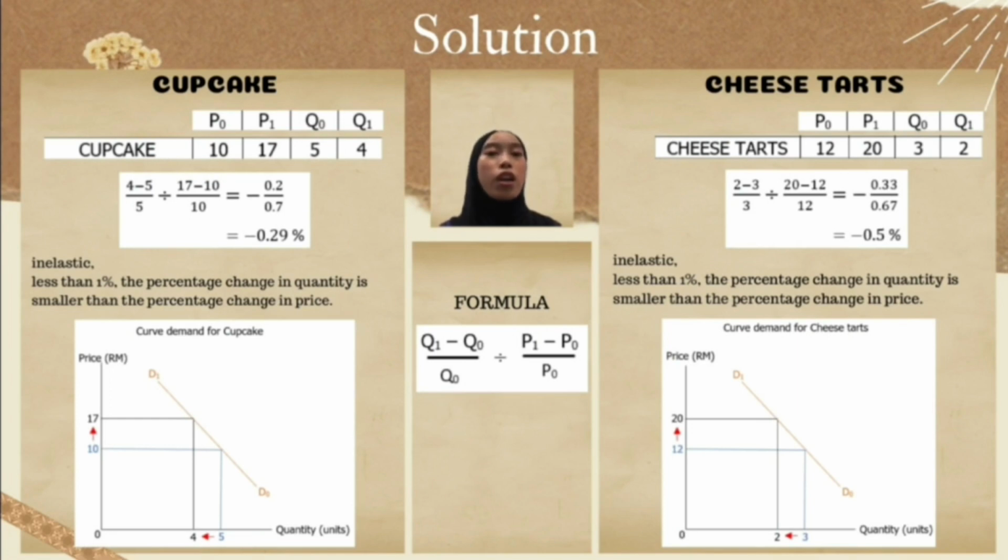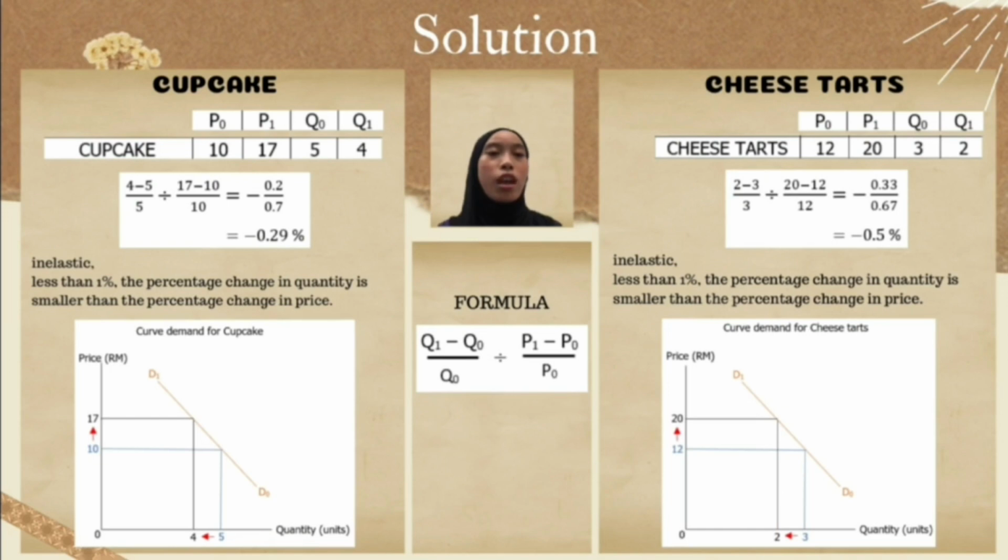Let's see the calculation for cheese tart. The calculation for cheese tart is 2 minus 3 divided by 3, and the answer divided with 20 minus 12 divided by 12. The answer is negative 0.5%. We can see that both of them are inelastic.